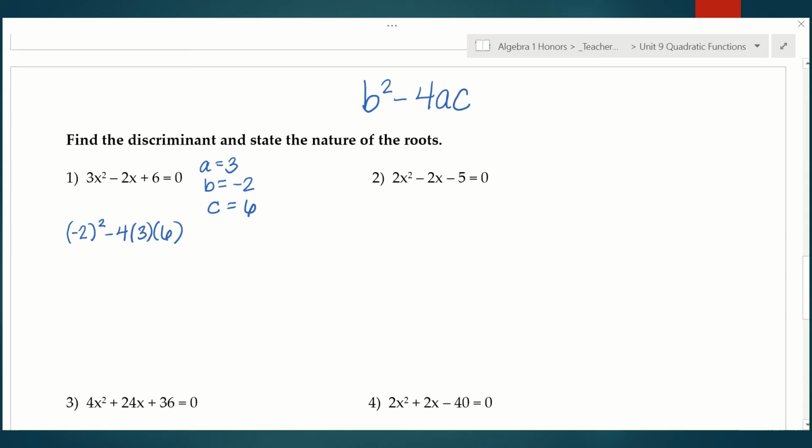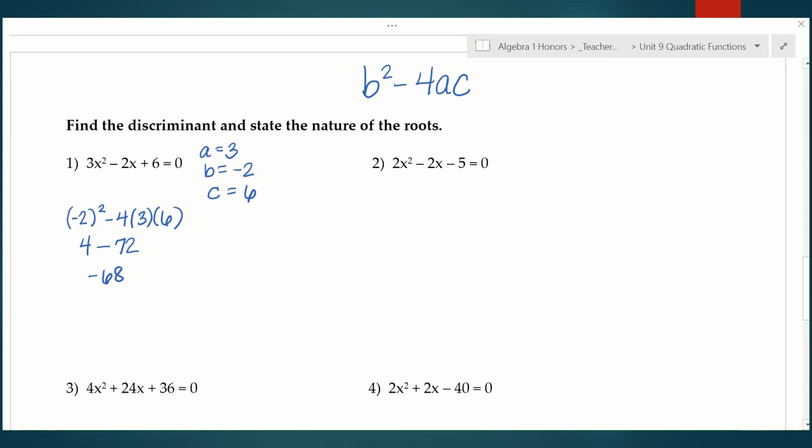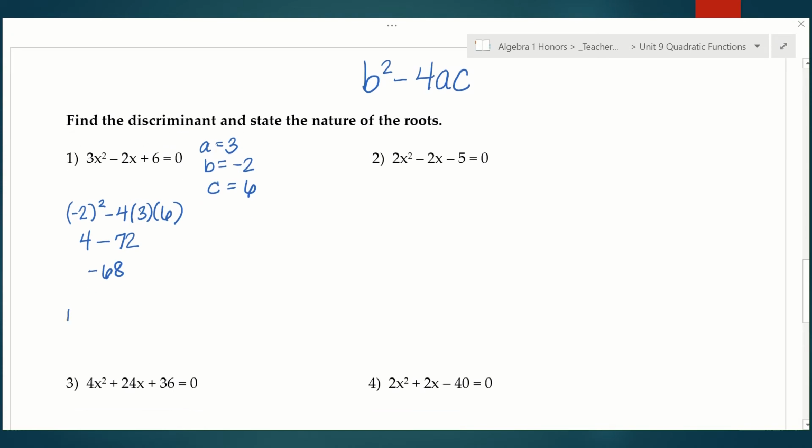Let's simplify this. Negative 2 squared is positive 4, minus 4 times 3 times 6, which is 12 times 6, which is 72, to give me negative 68. So if my discriminant was negative, that meant that there were imaginary roots. I'm also fine with you saying there are no x-intercepts. Really, either one is fine.